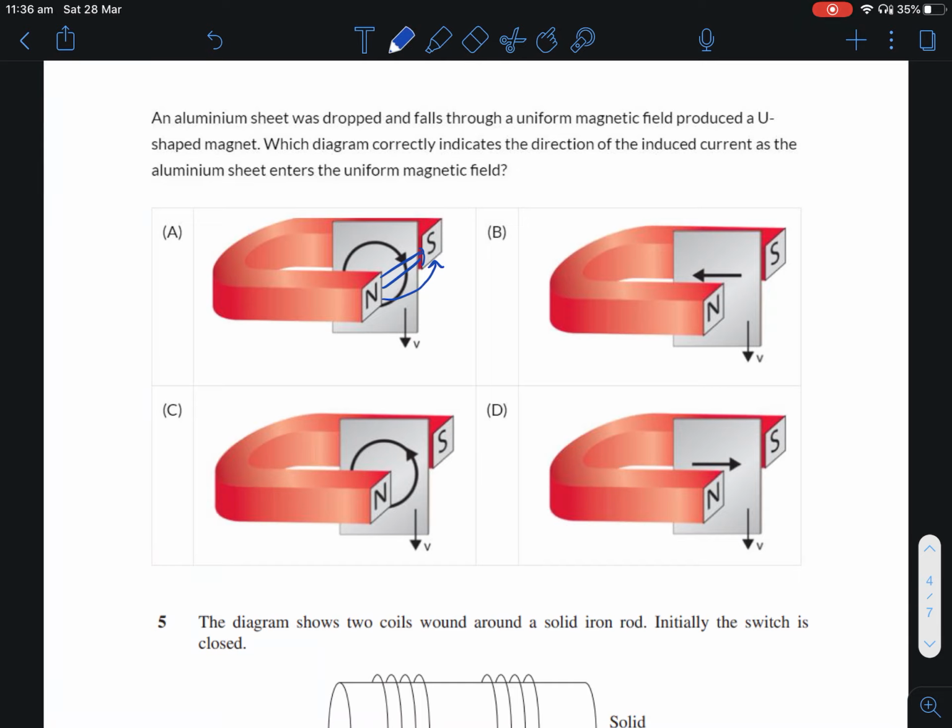And so really, the answer here should be B, right? Because it's going to create a north pole that faces us to repel the north pole that's in front of it, and it's going to create a south pole on the other side to repel the south pole here. And so the answer is actually C.